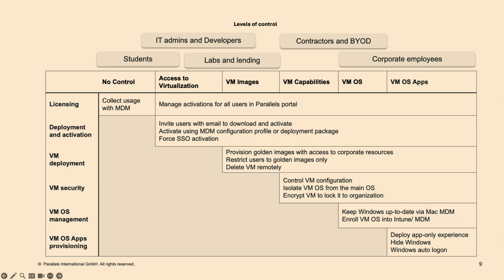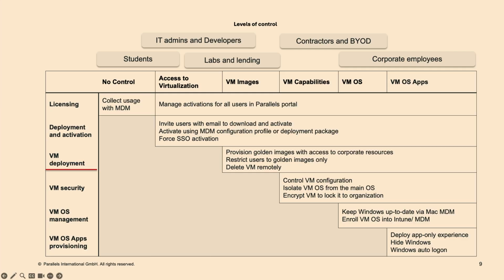So, you will start with consolidating activations of your users in Parallels Desktop. At the start, you will begin with consolidating licensing and activations of Parallels Desktop for your users. You will be able to deploy Parallels Desktop and automatically activate your users. Then you will go, here, you can see the management step.